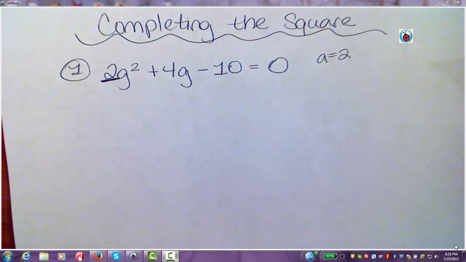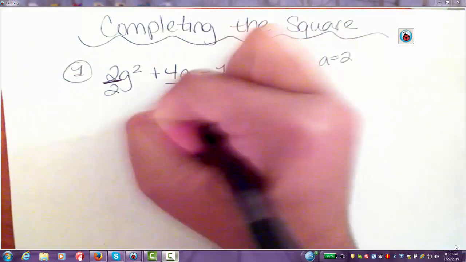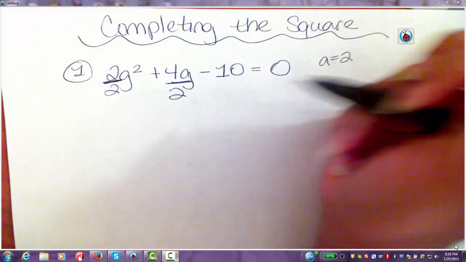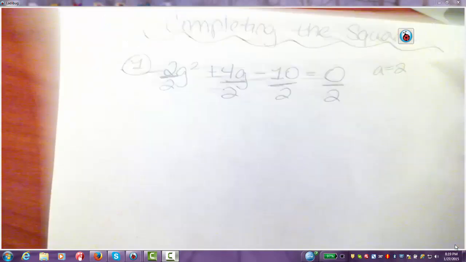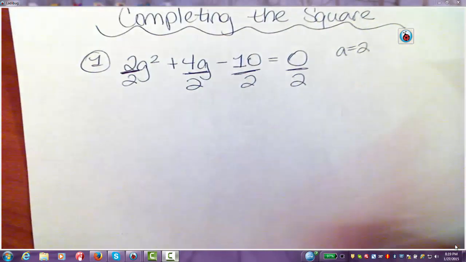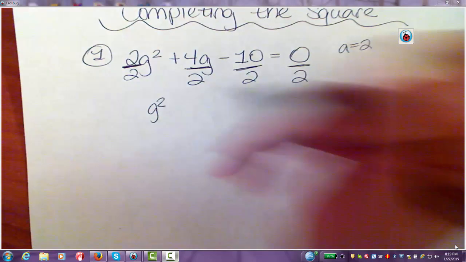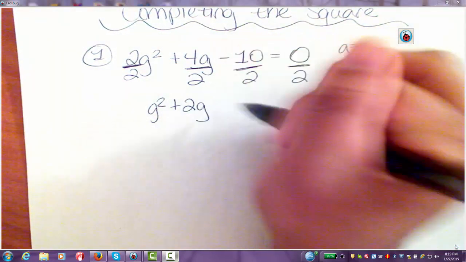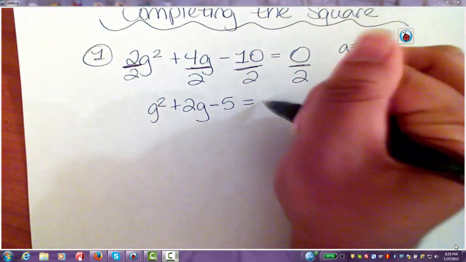You can't use completing the square unless your a is 1. So in order to have a be 1, you have to divide out by a. So divide by 2, divide everything by 2. So 2g squared divided by 2, 4g divided by 2, negative 10 divided by 2, and 0 divided by 2. So 2g squared divided by 2 is g squared. 4g divided by 2 is 2g. And negative 10 divided by 2 is negative 5. And then 0 divided by 2 is 0.